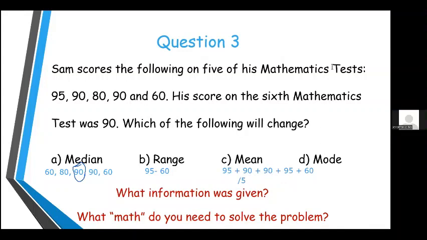What about the mode? How do we know the mode of a set of data? The mode of a set of data is the number that occurs most frequently. So the mode of this set would be 90. And if you add the other 90, it would still be 90. Oh my goodness. So Jonathan is running ahead of us. Now it says that the score on the 6th mathematics test is 90. When we add 90, would that change the median?